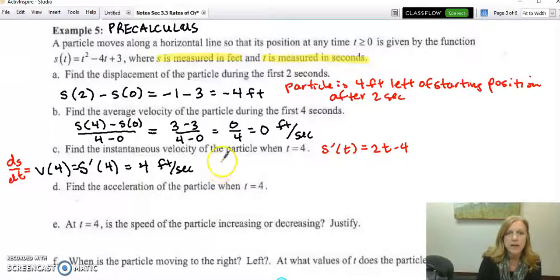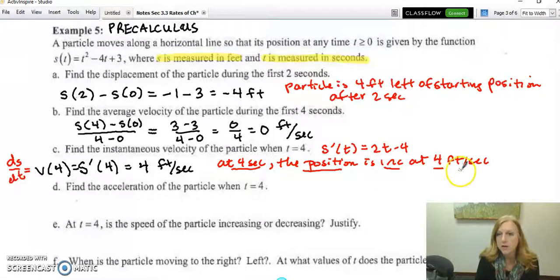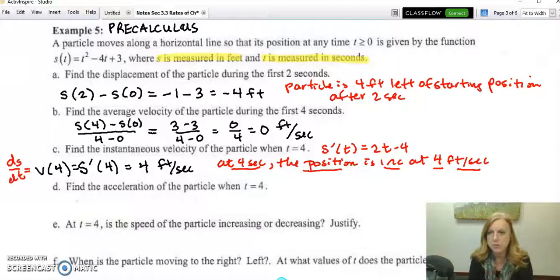You would say at 4 seconds, the position is increasing, which way, at 4 feet per second. So our 5 parts: when, what, which way is it going, the amount by how much, and units. So that puts your 5 parts of your interpretation.